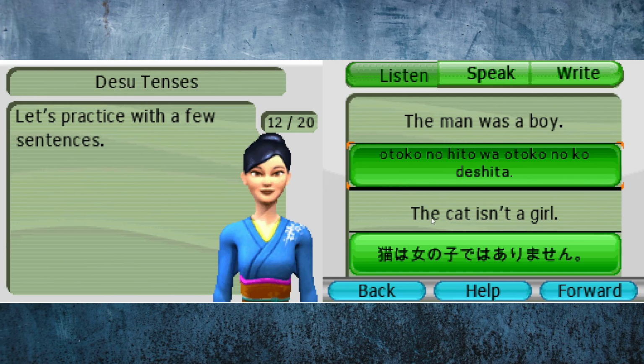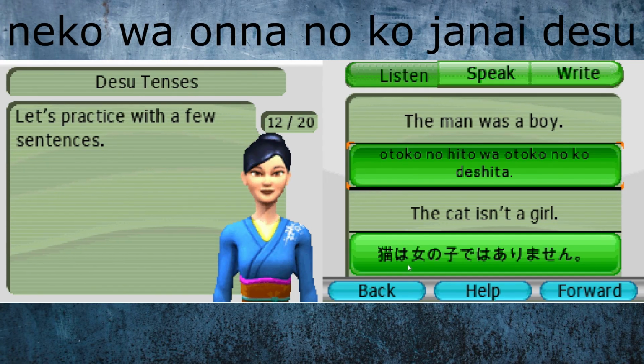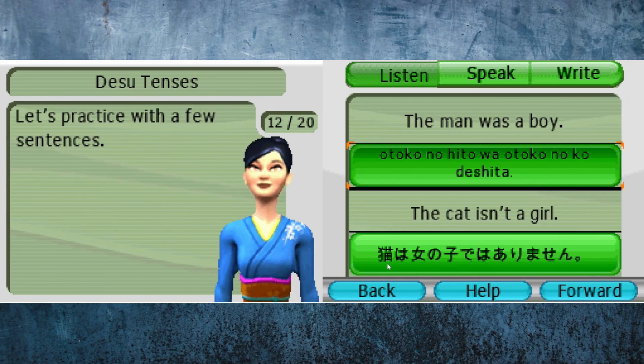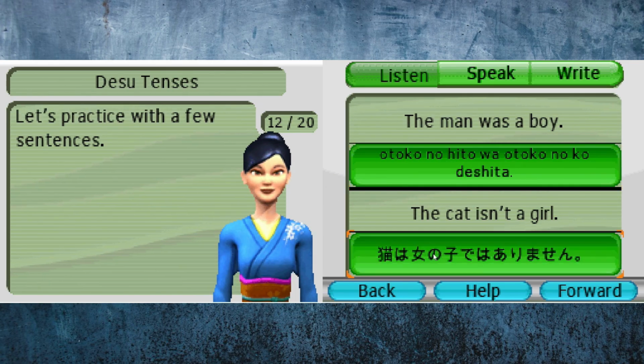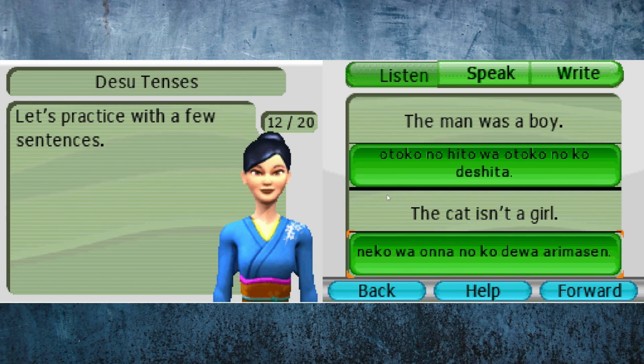And the second sentence is the cat isn't a girl, so neko wa onna no ko de wa arimasen. Or you can say neko wa onna no ko janai desu. And that would mean the cat isn't a girl, but instead of de wa arimasen you can use janai desu. But the sentence is neko wa onna no ko de wa arimasen. The cat isn't a girl, and I'm not writing this down this time.